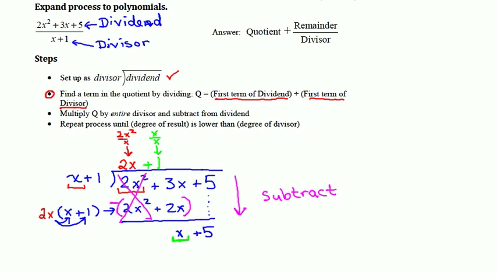And again, I bring down that 1 that I just calculated. I multiply it by the whole divisor, and I write it below. Of course, this was multiplication by 1, so nothing really happened. I write it below my dividend, and again, I'm ready to subtract.